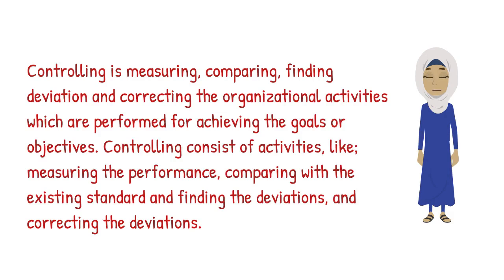Controlling is measuring, comparing, finding deviation and correcting the organizational activities which are performed for achieving the goals or objectives. Controlling consists of activities like measuring the performance, comparing with the existing standard, finding the deviations, and correcting the deviations.